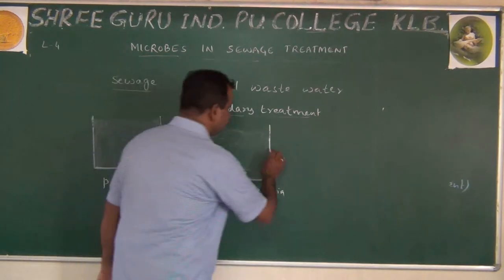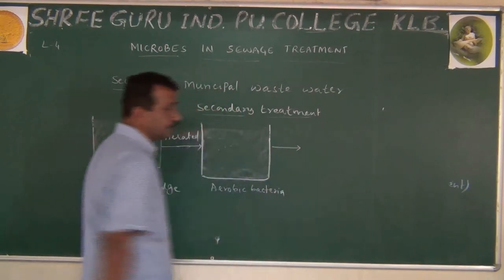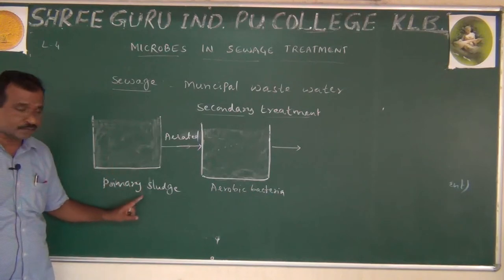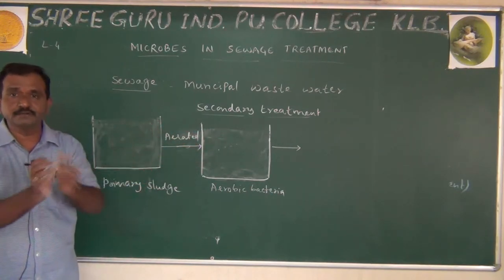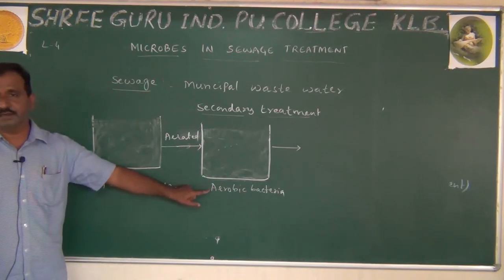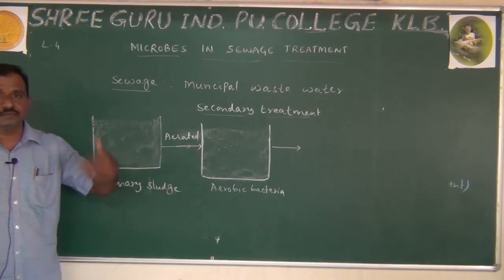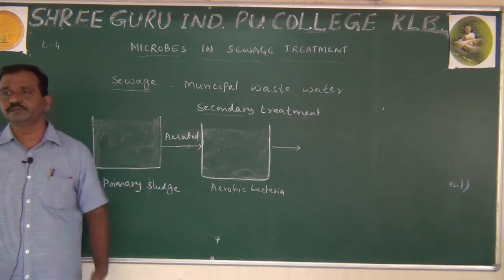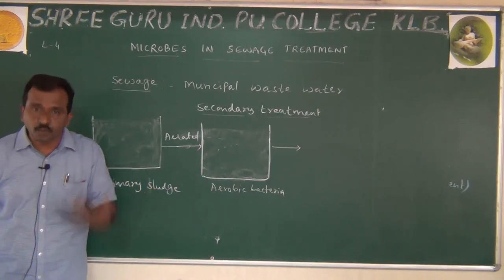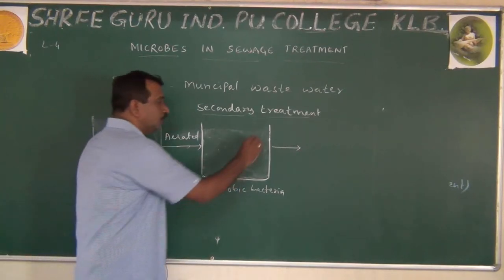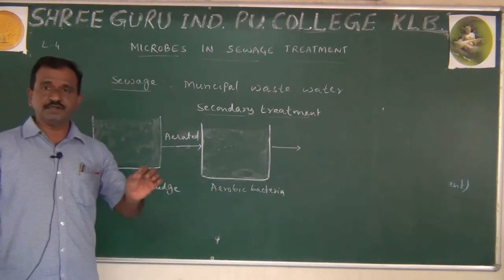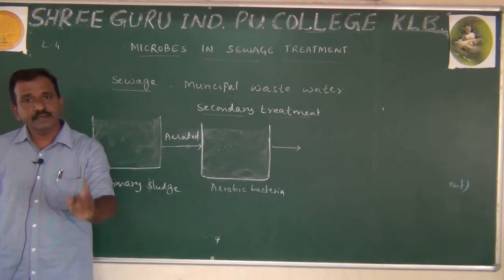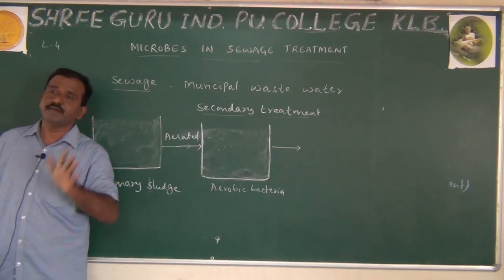Next, the second thing we have to observe is that the supernatant or primary sludge is sent to the next tank, which consists of aerobic bacteria. For a sufficient amount of aerobic bacteria, we have to pump an enormous amount of air, and the multiplication of bacteria may take place more. After treating that, the biological treatment begins. Now what occurs? Aerobic bacteria start oxidizing the organic matter.